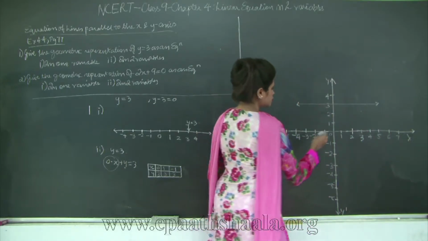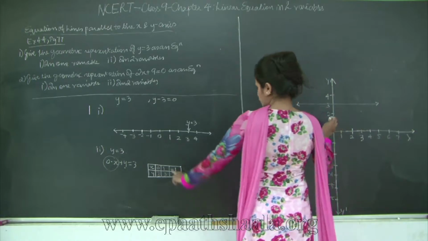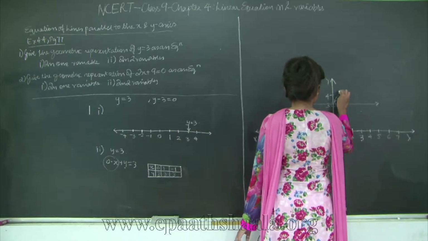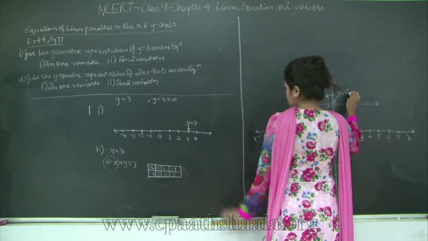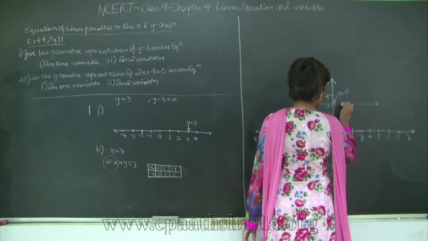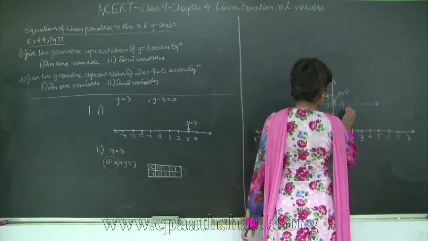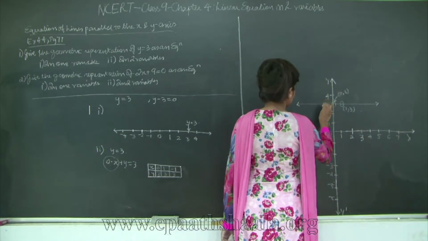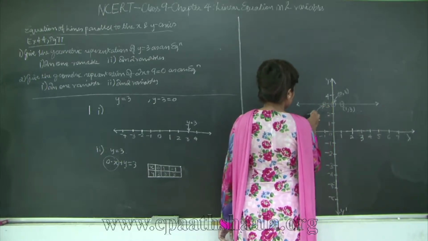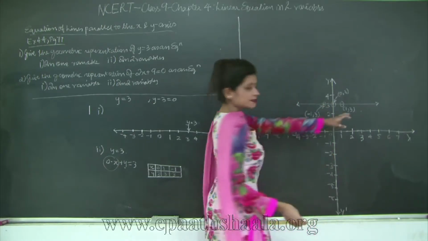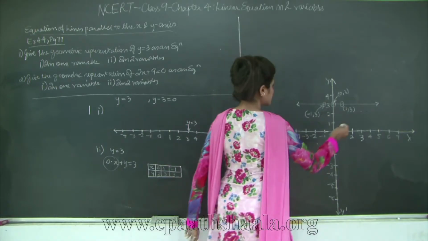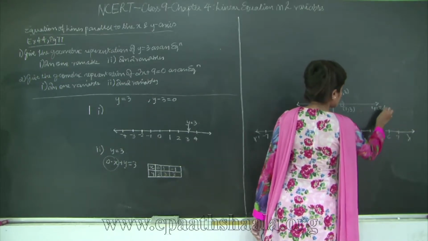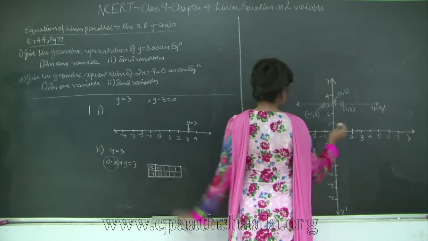Correct. So, now my points are 0, 3. This is 1 point, 0, 3. Then I have 1, 3. So, 1, 3 is here. And also I have minus 1, 3. So, this is minus 1, 3. And what is my equation of line? My equation of line is y is equal to 3, or you can also represent it as 0x plus y is equal to 3.